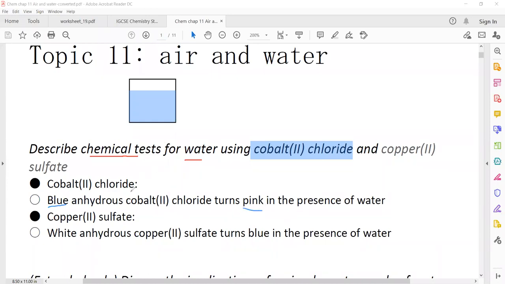Or we can add anhydrous copper sulfate. Originally it is white, but when water is present, it will become hydrated copper sulfate, so it will turn blue. So you have to learn this chemical test to check the presence of the water. Is it clear? The test to check the presence of the water.